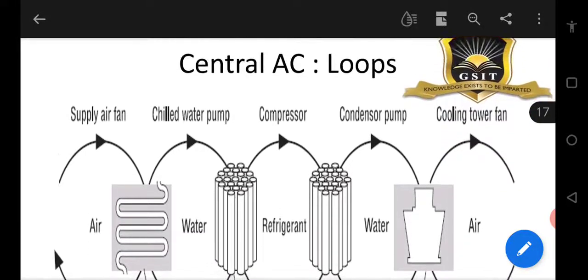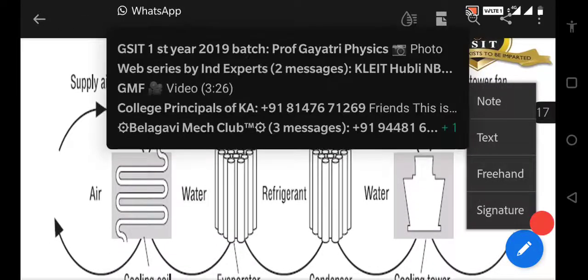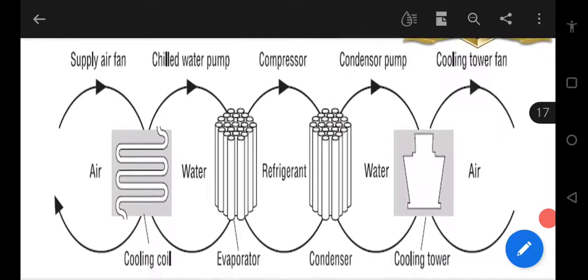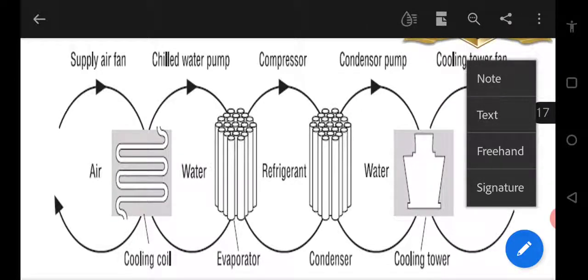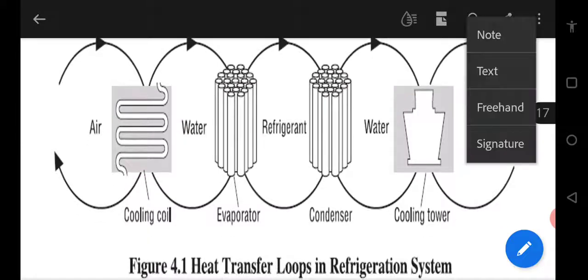And this is the central AC loop that I was discussing. To the extreme left you have the chilled water coming, and it is in turn cooling the air and supplying it to the indoor. The left side air is for the indoor comfort conditions. Then there is the evaporator, the condenser which we regularly study, and lastly one more, the cooling tower. After the condenser we supply the slightly warm water to the cooling tower to dump the heat into the atmospheric air.